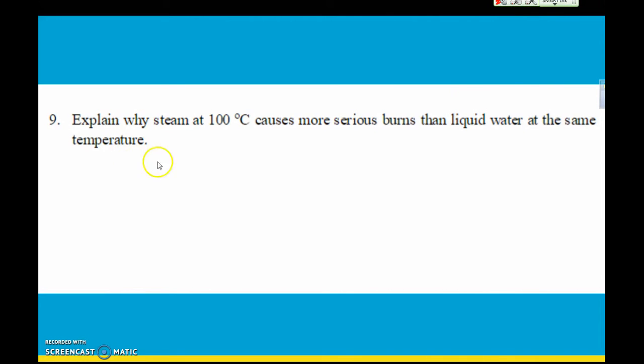All right, so number 9 asks why steam at 100 degrees Celsius causes more serious burns than liquid at the same temperature. And this might seem a little bit strange, but there's actually more energy in the 100-degree steam than the 100-degree water. So I'm going to do this one with you. There's more energy.